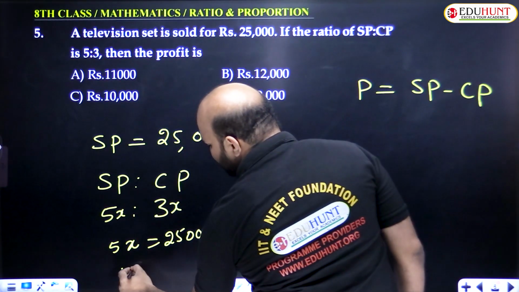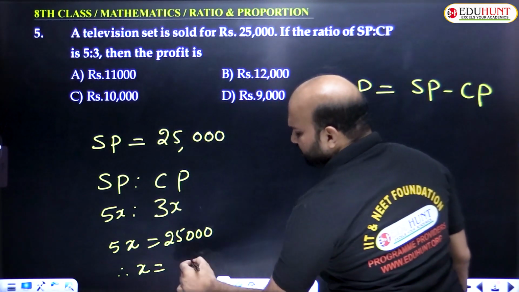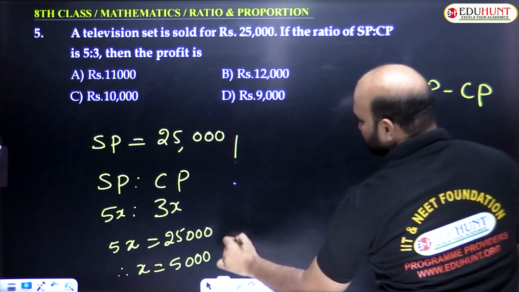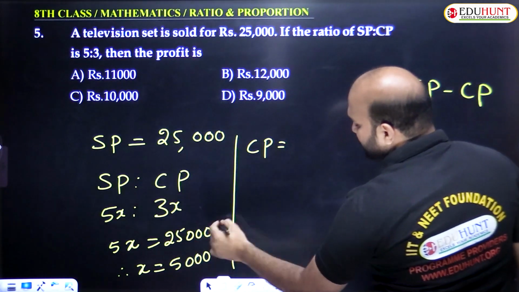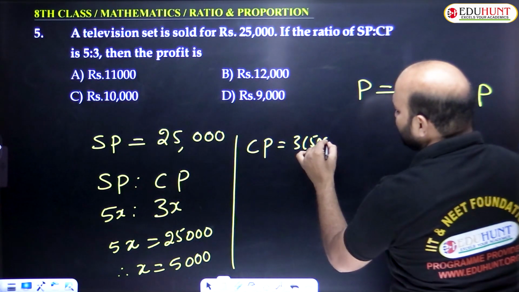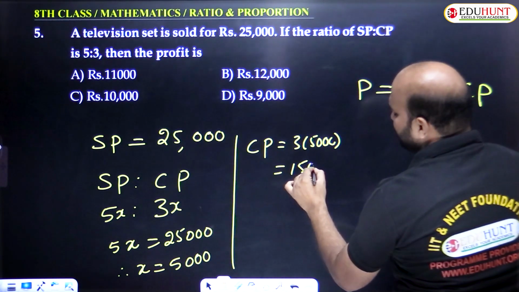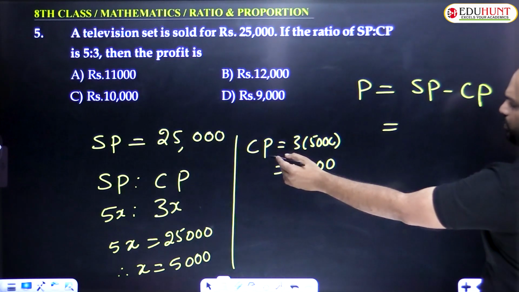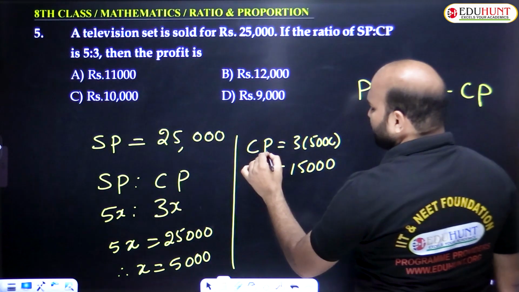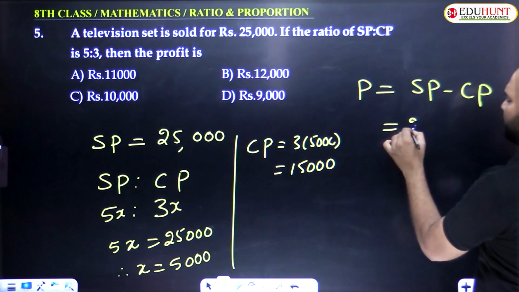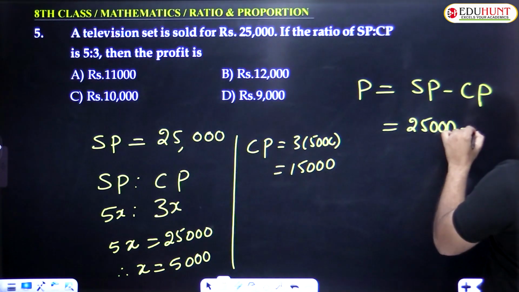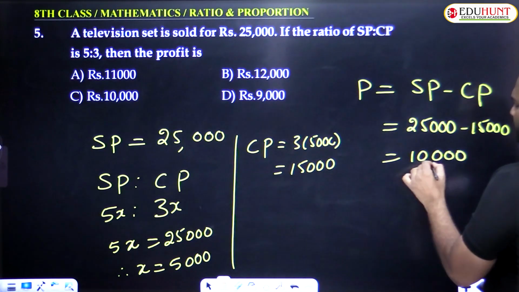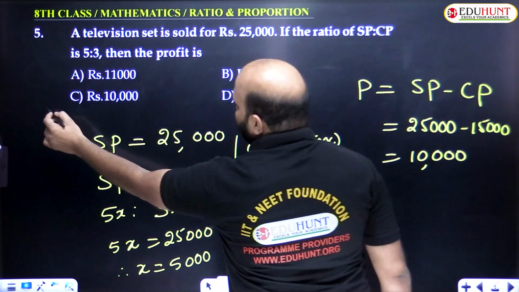Therefore x can be written as 25,000 by 5, nothing but 5,000. That is the x value. What is the CP value? CP equals 3x. 3x means 3 into 5,000, which is 15,000. This is the CP value. But what is the question finally asking? Profit. Profit equals SP minus CP. SP value 25,000 is given, CP value already got is 15,000. So 25,000 minus 15,000 is 10,000. Am I clear? So profit is 10,000, option C is the required answer.